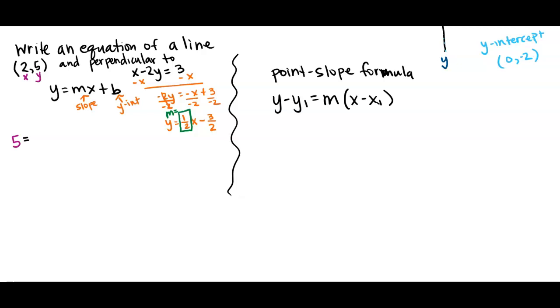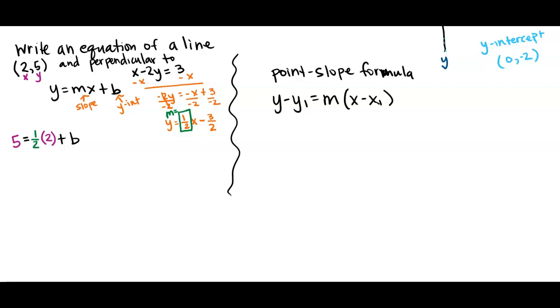and then equals the slope, which is 1/2, times my x, which is 2, and then plus b. All I have left to solve for is that variable b. Put in everything else that I had there.